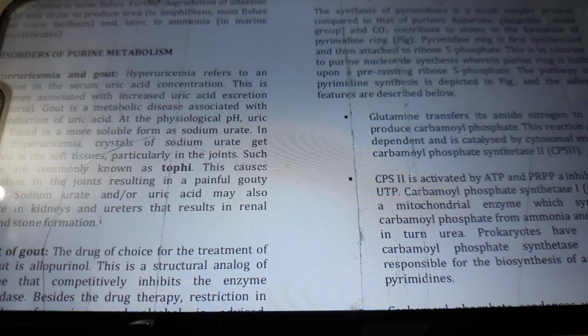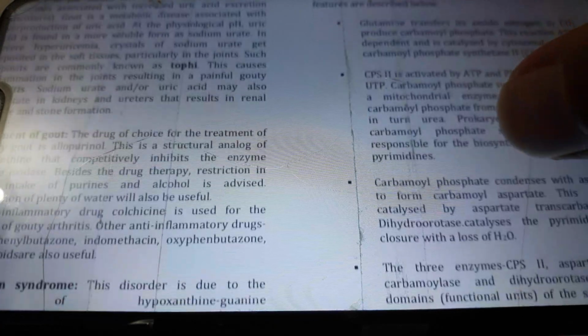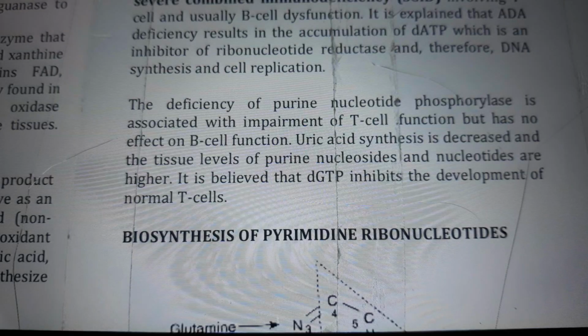The pathway of the pyrimidine synthesis is depicted here, and the salient features are given below. Right, so we continue with the topic on nucleotides.